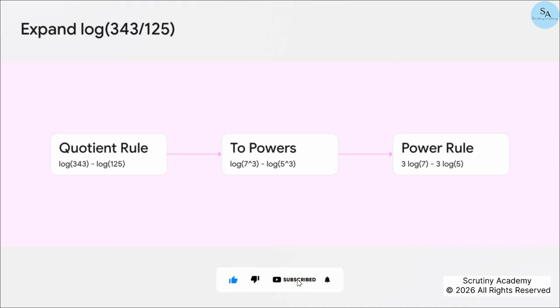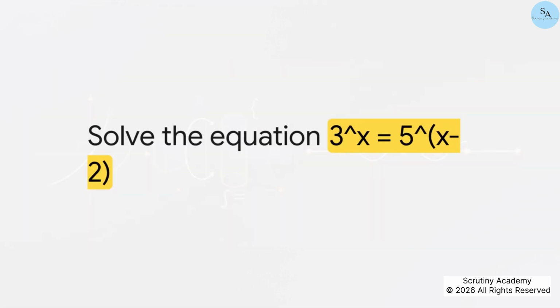Step 3, we bring back the trusty power rule. Those little 3's drop down to the front. Our final expanded answer is 3 times log 7 minus 3 times log 5. See? It's a very clean, super satisfying process. All right, now for a hard board exam level question.